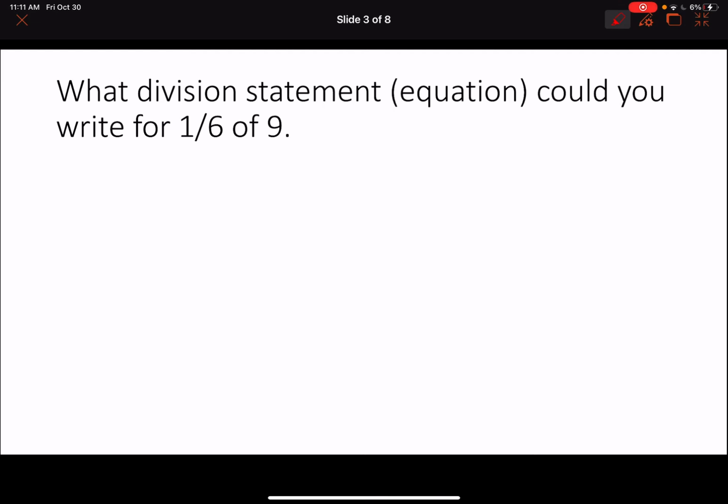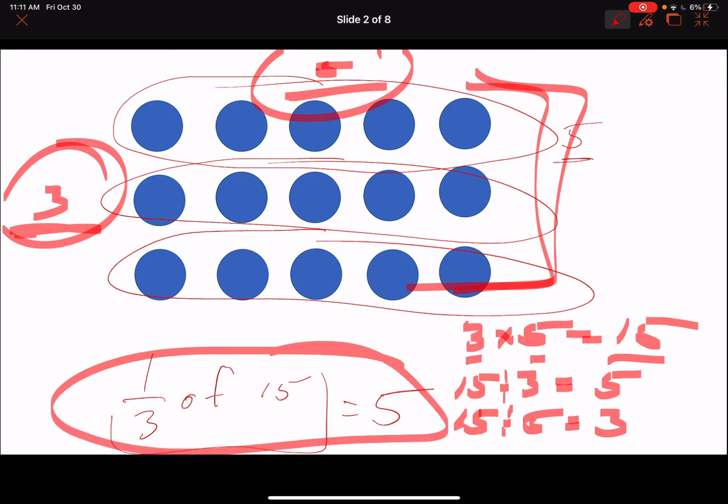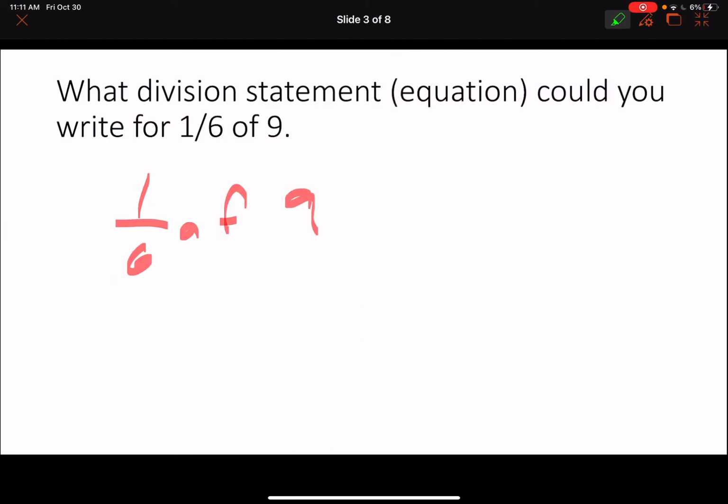So what division statement or equation could you write for 1/6 of 9? Now if I just go back here for a second, 1/3 of 15 equals 5. Which one of these multiplication statements says that? This one right here, right? So what I've done is I've taken the total, divided by 3, and came up with how many are in each. It's exactly what we're going to do here. So we're going to go 9 divided by 6 equals, and I can show this to you.